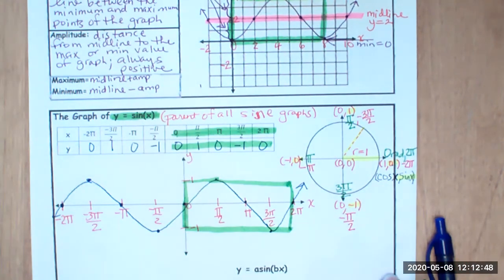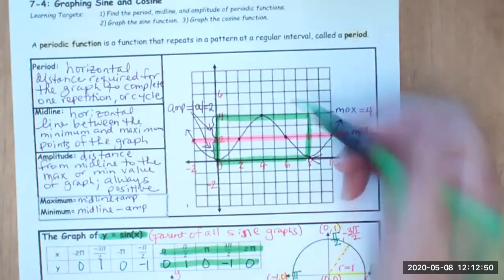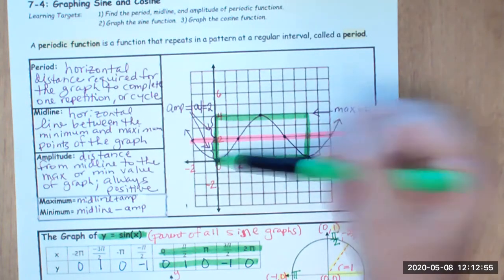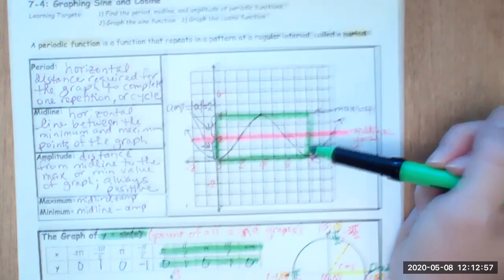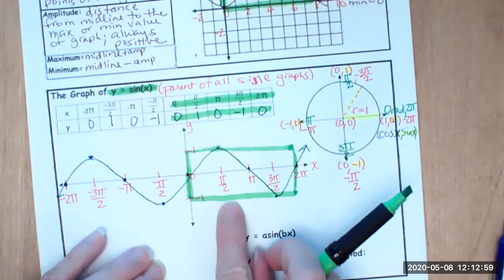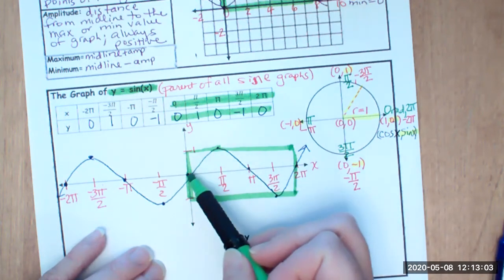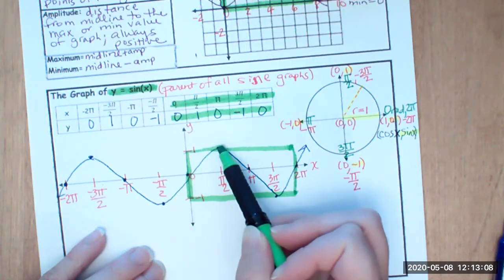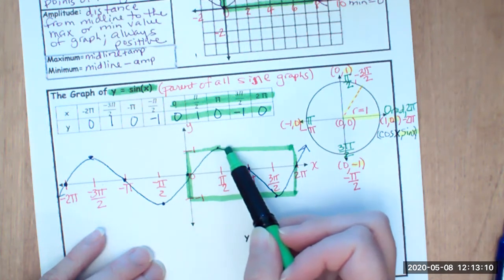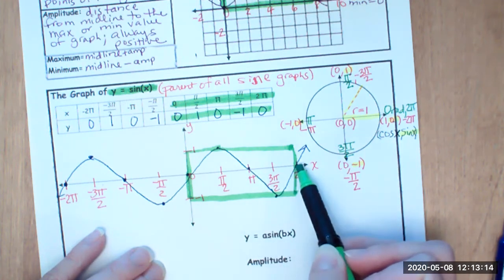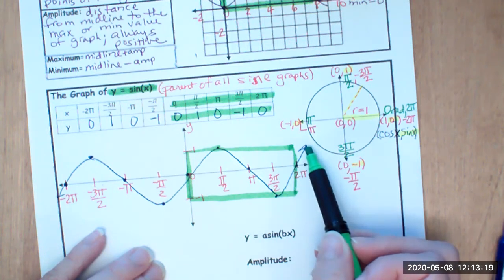Okay, now you'll notice, above I had said that when you draw a period, an easy way to do it is to go from minimum to minimum or maximum to maximum. But also here, you can see how I did it. I noticed, for example, that at 0, 0, we're at the midline and the graph is increasing, right? So where does that happen again? If we continue along the graph, at 2 pi, we are at 0 and the graph is increasing, and we know that's where the pattern continues.